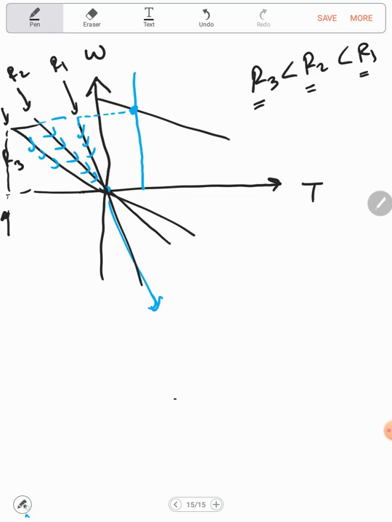Why? Because simply this is the braking torque in case of R1, the maximum braking torque. This is the maximum braking torque in the case of R2, and this is the maximum braking torque in the case of R3. The higher braking torque means that the machine will stop faster. So this will be IB1, this will be IB2, and this will be IB3.